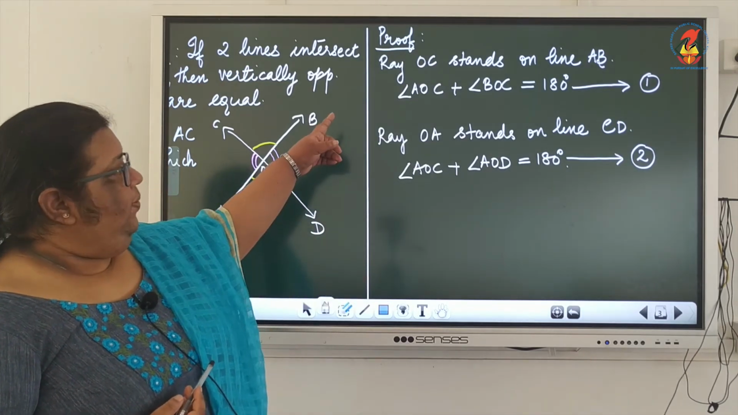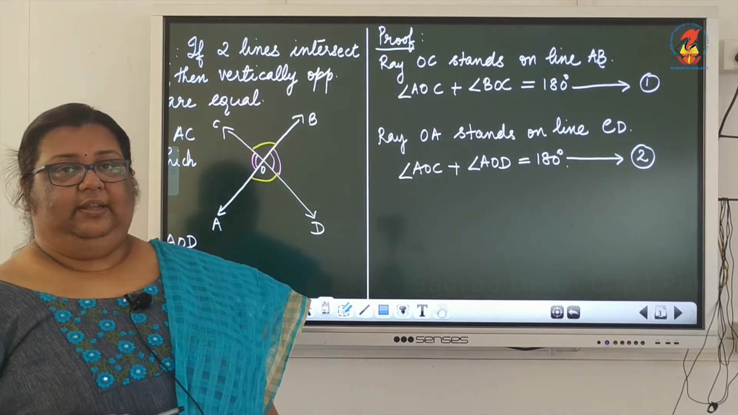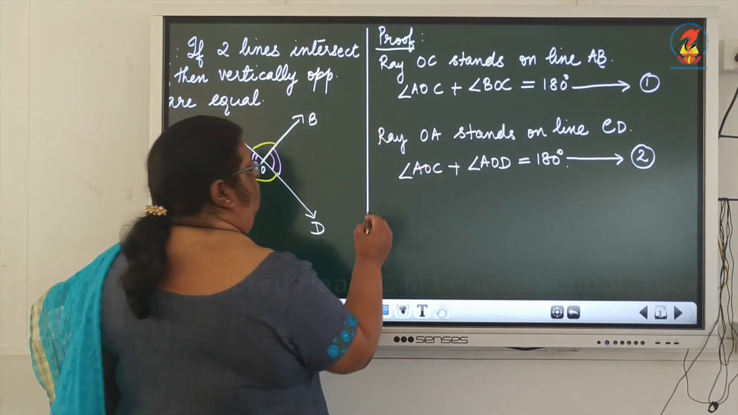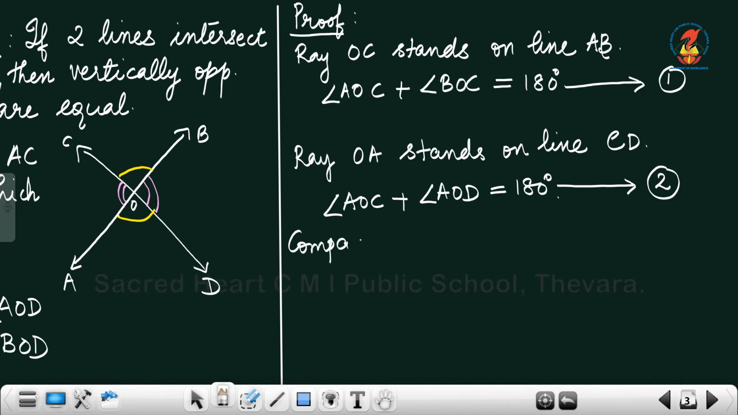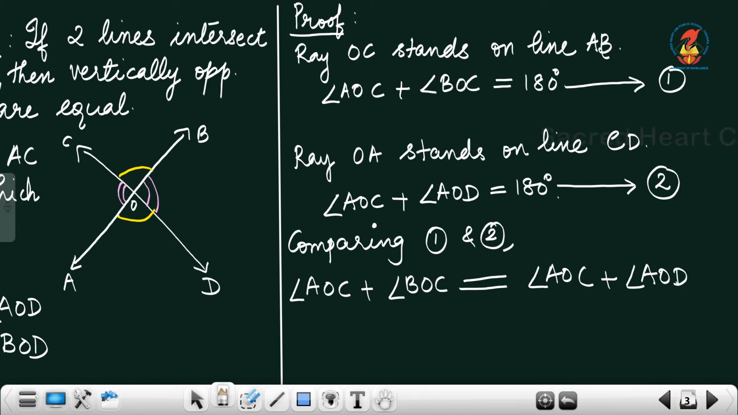Now, just go through equation 1 and equation 2. The RHS of both the equations are 180 degrees. Then, you can equate the LHS part. Comparing equation 1 and equation 2, we get, what is the LHS here? Angle AOC plus angle BOC equals angle AOC plus angle AOD.